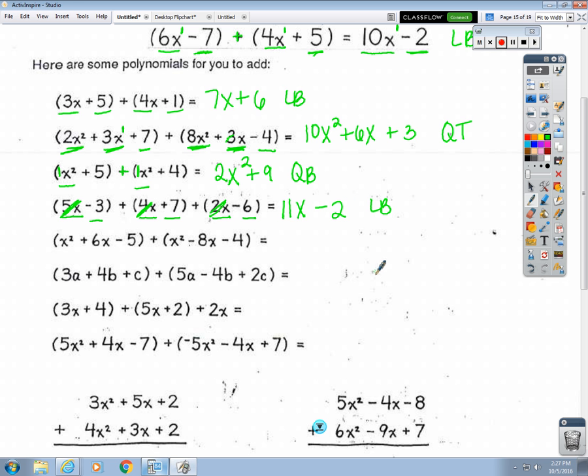LB, linear binomial. Okay, I want you to take a minute and go ahead and try the next 4 by yourself. Make sure once you've combined them, you also name it.